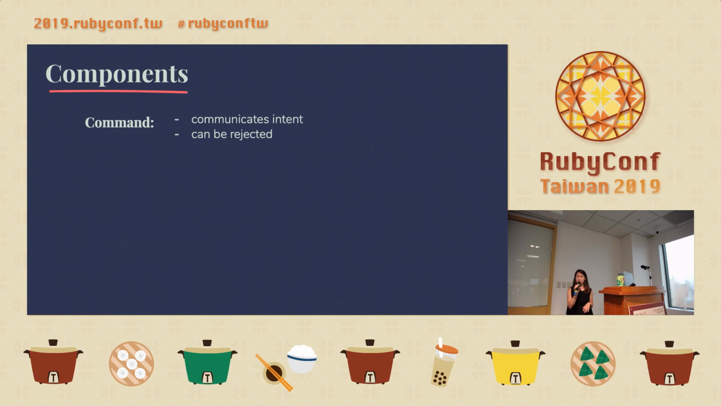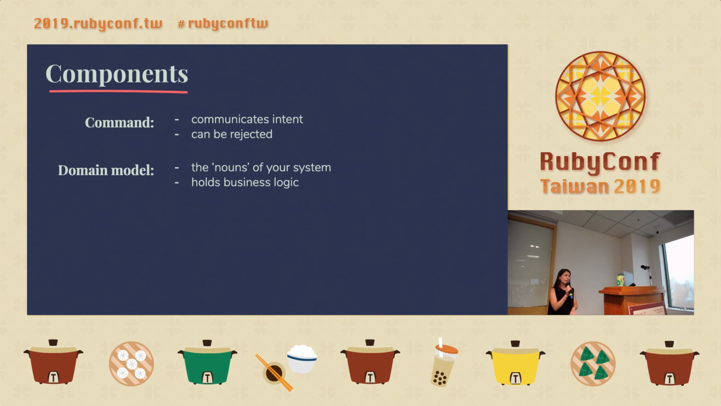So just to go over some of those new terms, we have a command, which is initiated by a client. It communicates intent, and most importantly, it can be rejected. Then we have our domain models, which are our nouns, and the things that hold our business logic. You'll also sometimes hear this referred to as an aggregate.